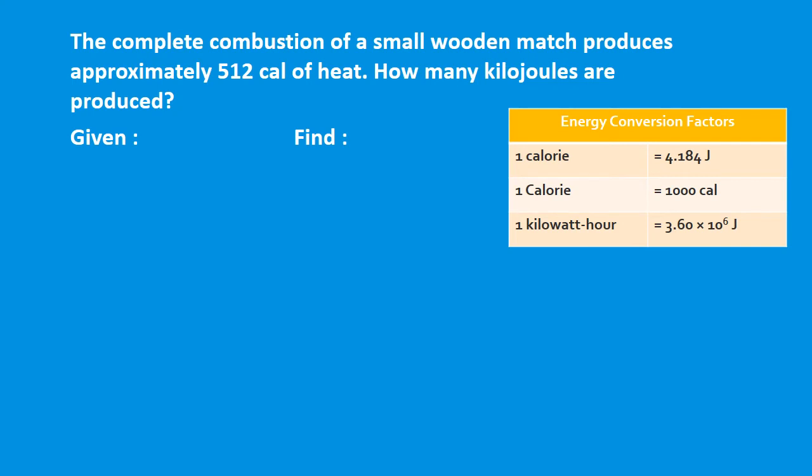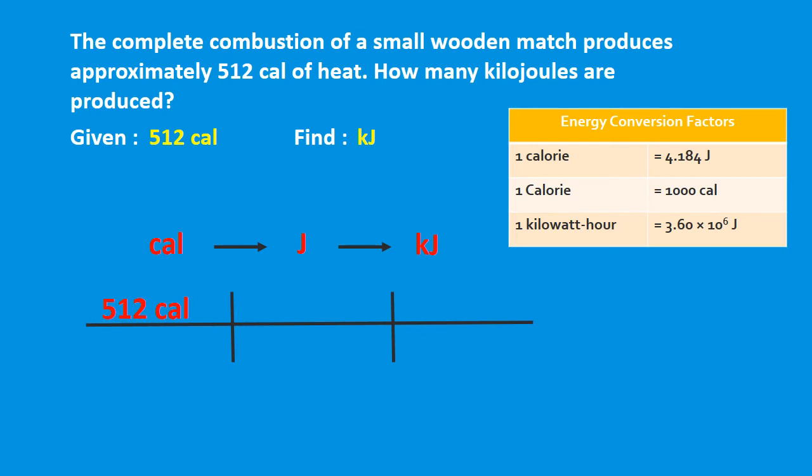The complete combustion of a small wooden match produces approximately 512 calories of heat. How many kilojoules are produced? So we look at what we're given. We're given calories in terms of heat content, and we want to go to kilojoules. So we start with calories, we convert to joules, and then we convert to kilojoules.